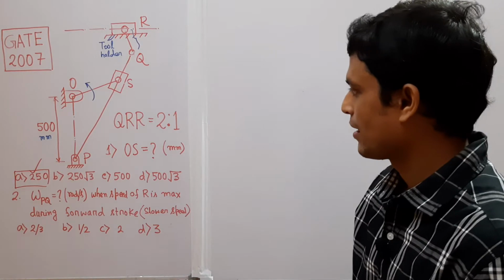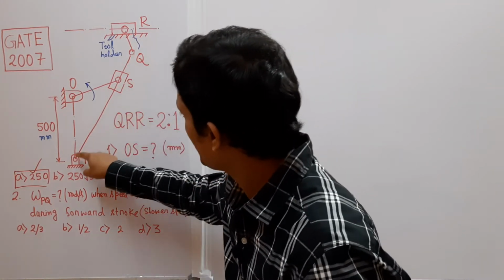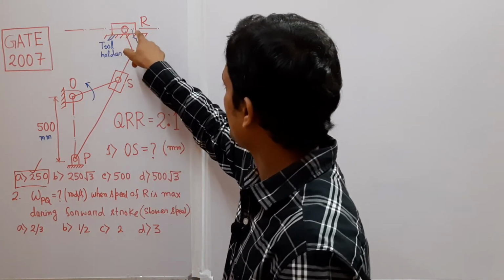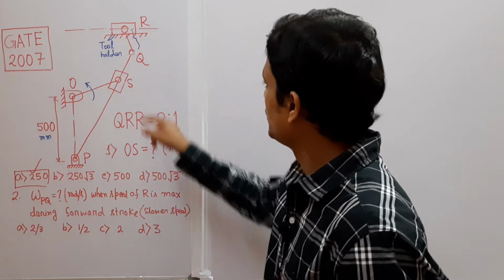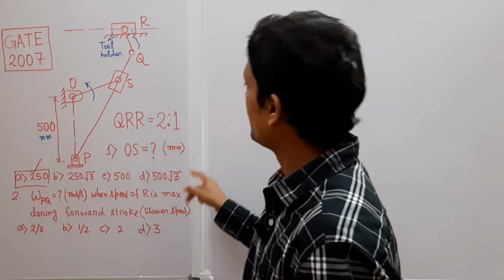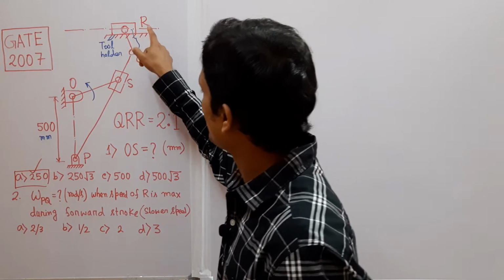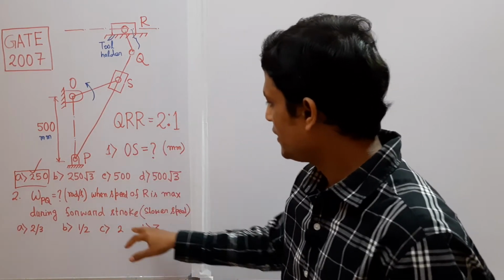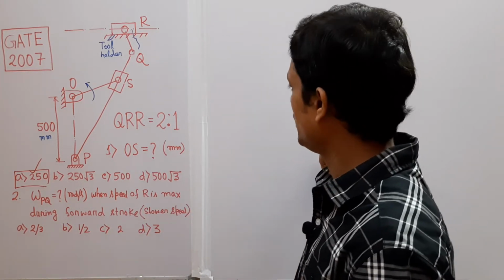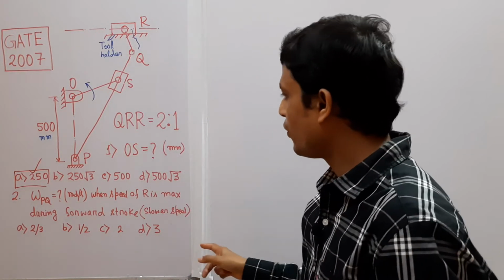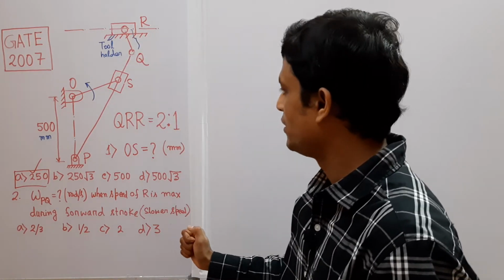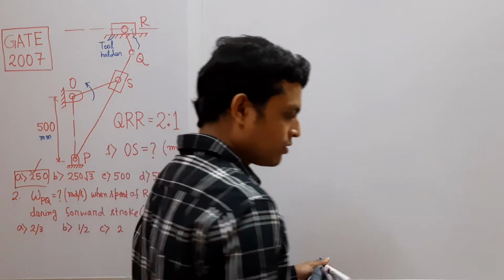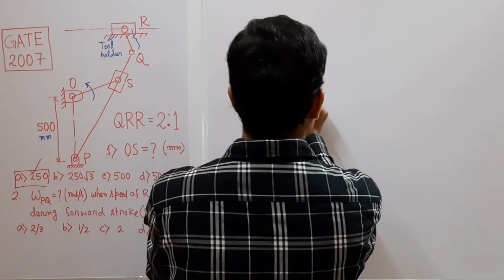The next problem is that you have to determine the angular speed of PQ, that is the oscillating link, omega PQ, when this block, that is point R, achieves its maximum speed. When point R attains its maximum speed, at that instant, what is the angular speed of PQ? It has been given during the forward stroke, and we have already seen that the forward stroke is from right to left. So during the forward stroke, when this block attains maximum speed, what is the angular speed of PQ? Let me draw the same thing. Let me draw the instants.